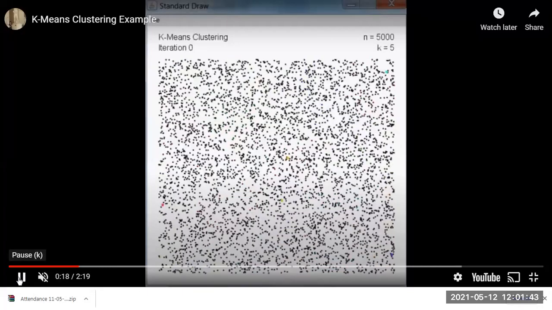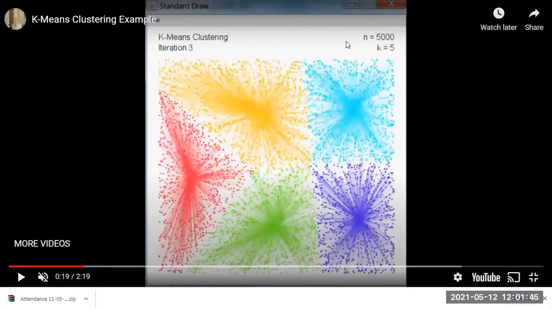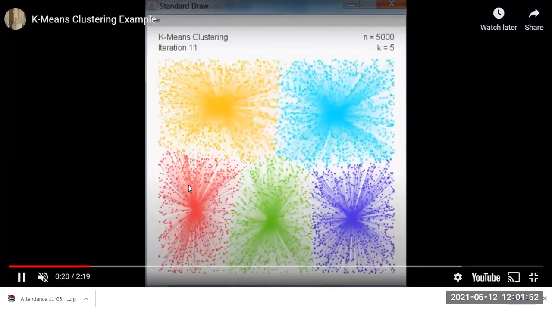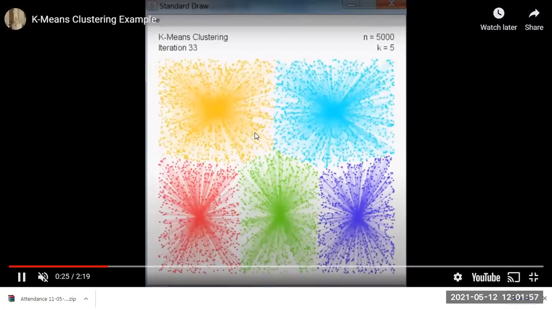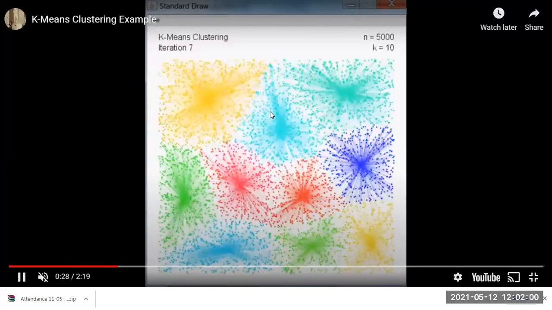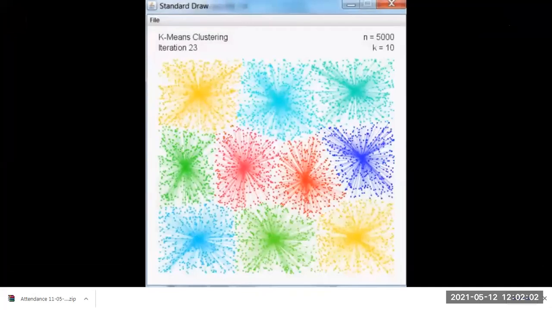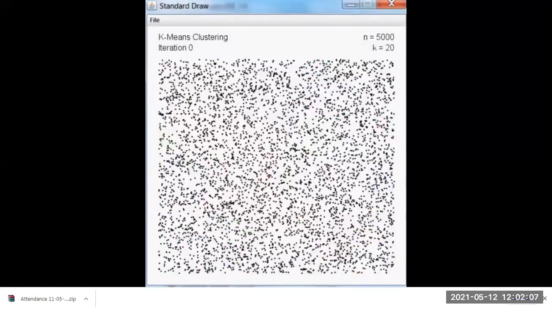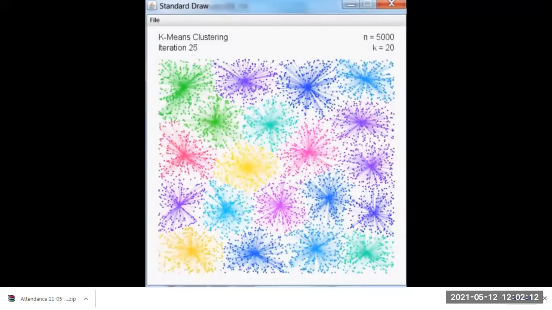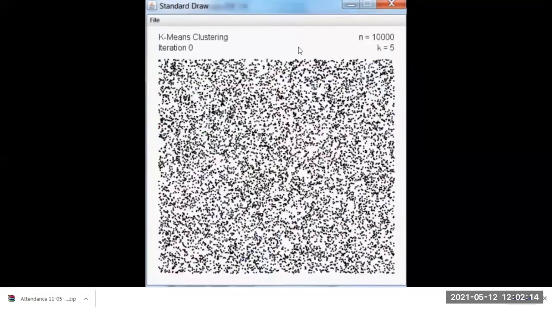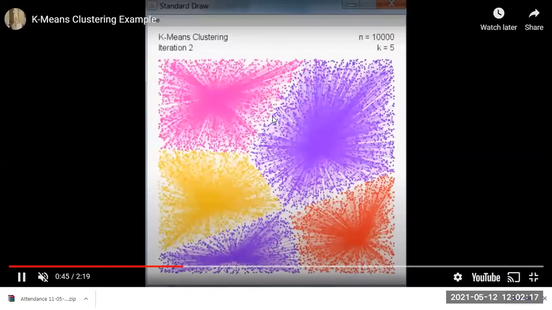Now I have increased the points to n is equal to 5,000. From 1,000 we have moved to 5,000 with different k values. Now just have a look at the iterations and number of clusters which you are going to have. Now k is equal to 10. Let's see how many iterations. It's around 20, 30, 42 iterations. Next k equal to 20. How many iterations do we have? Around 37. Now I'm going for 10,000 attributes.